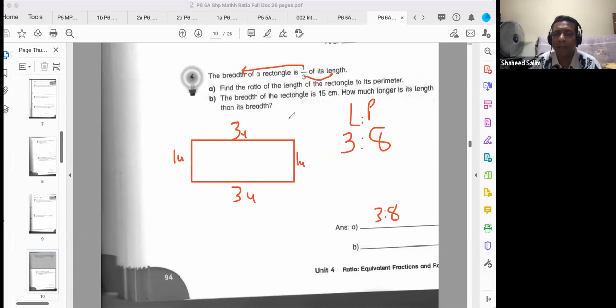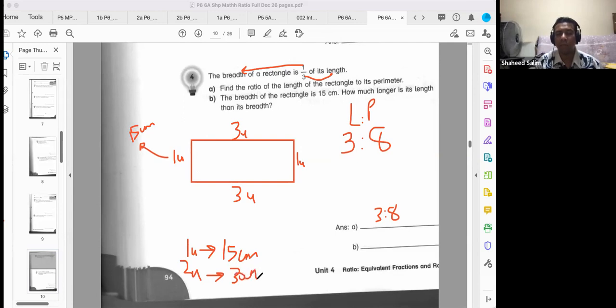Okay, now find the breadth. The breadth is 15. Now they tell you this 1 unit is 15 cm. Then they ask you how much longer is the length than the breadth? 1 unit, they are telling you, is 15 cm. How many units is the length longer than the breadth? Length is 3, breadth is 1. 3 minus 1 is 2 units. 2 units is 15 times 2, which is 30 cm. Done.